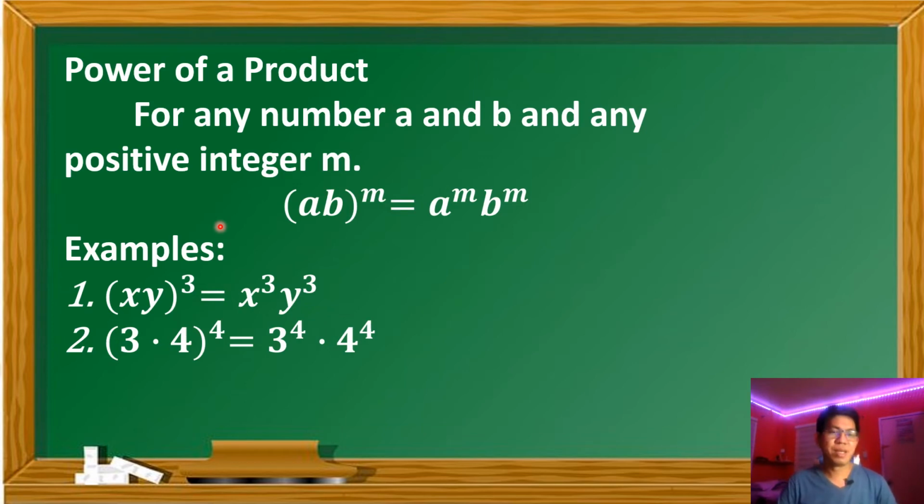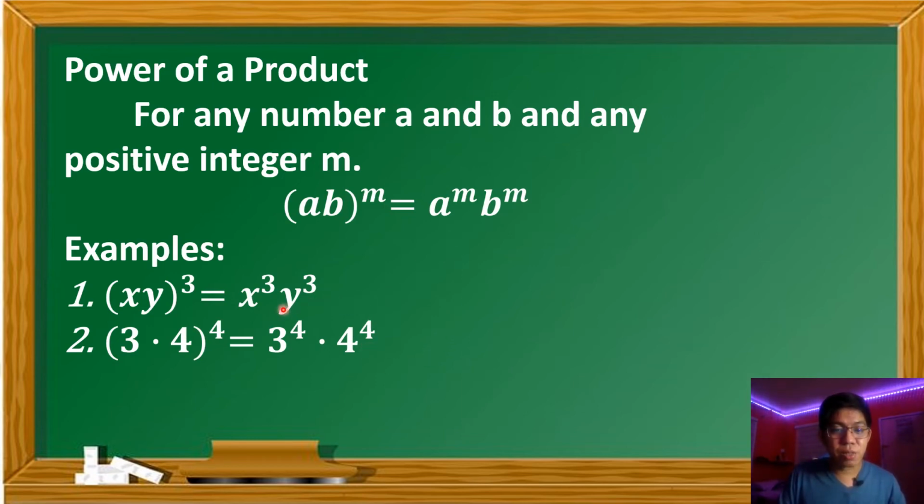Number 1, the cube of the quantity x times y is equal to x cube y cube. Same lang siya dito. Number 2, the 4th power of the quantity 3 times 4 is equal to 3 raised to the 4th power multiplied by 4 raised to the 4th power. Same lang siya nun.